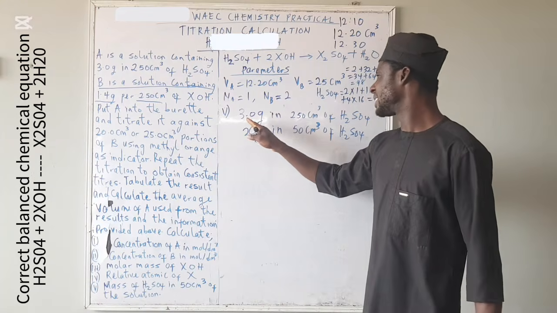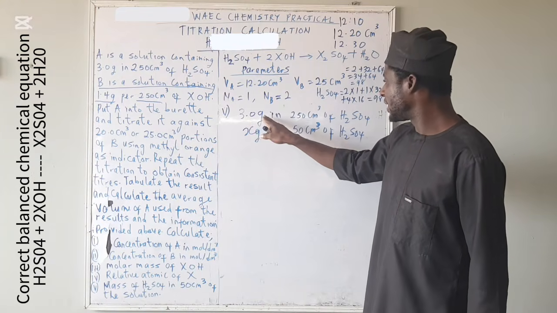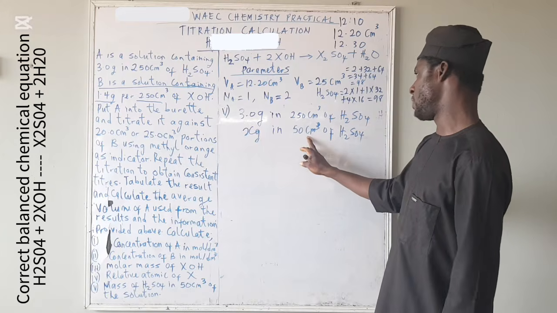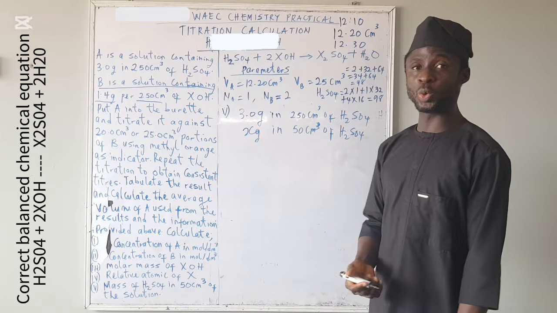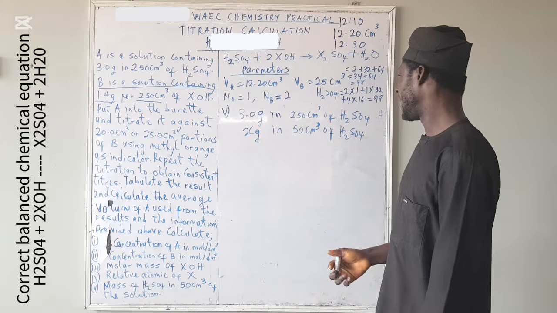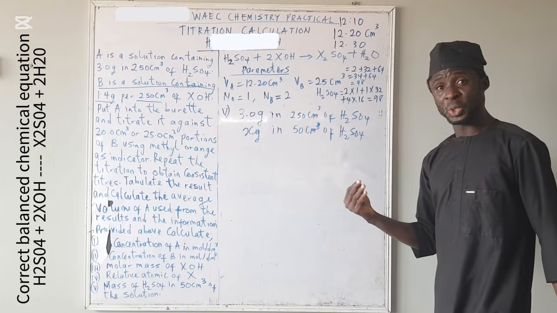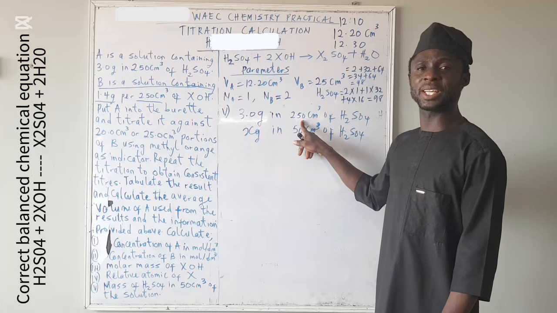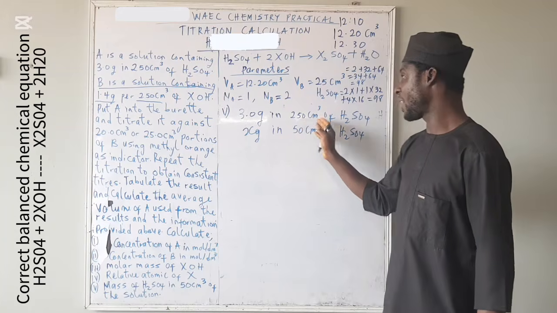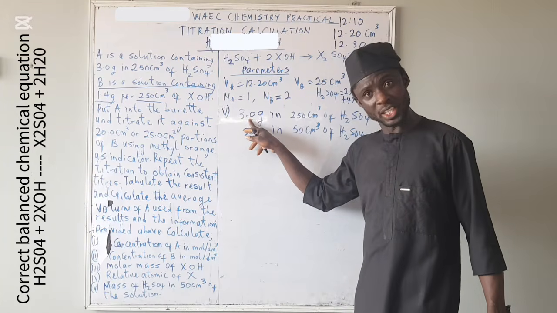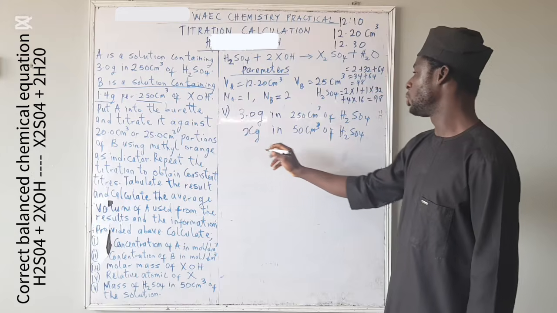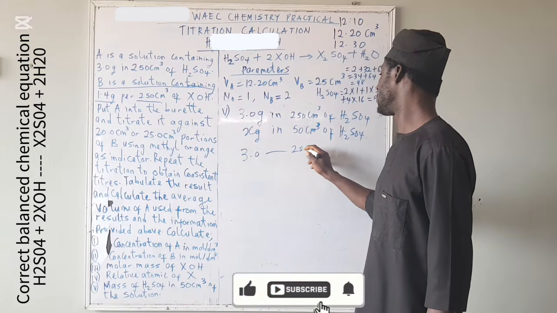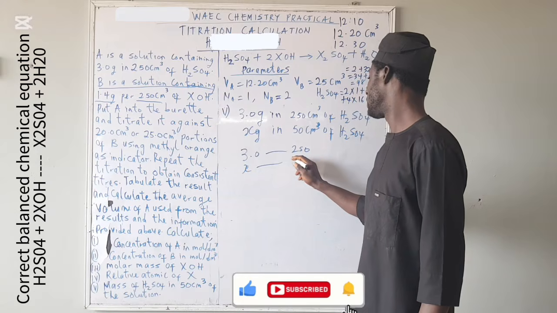So from this case, we have 3.0 gram in 250 cm3 of H2SO4. How many gram will be in 50? You are going to cross multiply. And for your mathematics view, you don't even need to multiply before you get your answer. How many 50 can we get in 250? That is 5. So you just divide 3.0 by 5 and you get your answer. And you can also use cross multiplication.